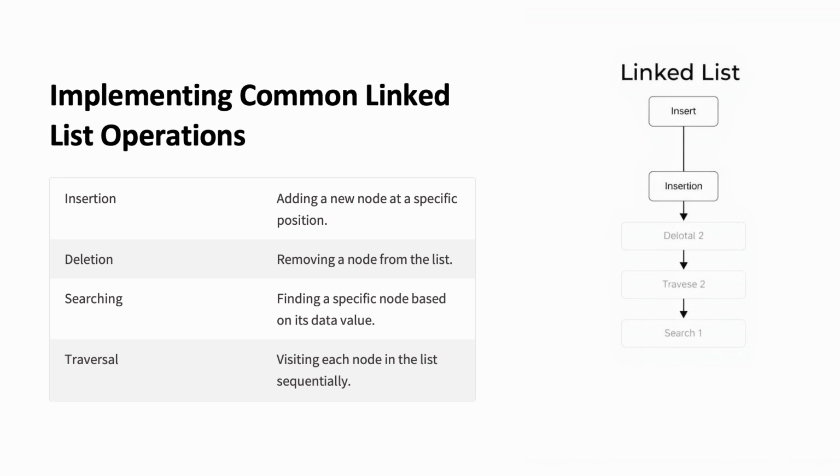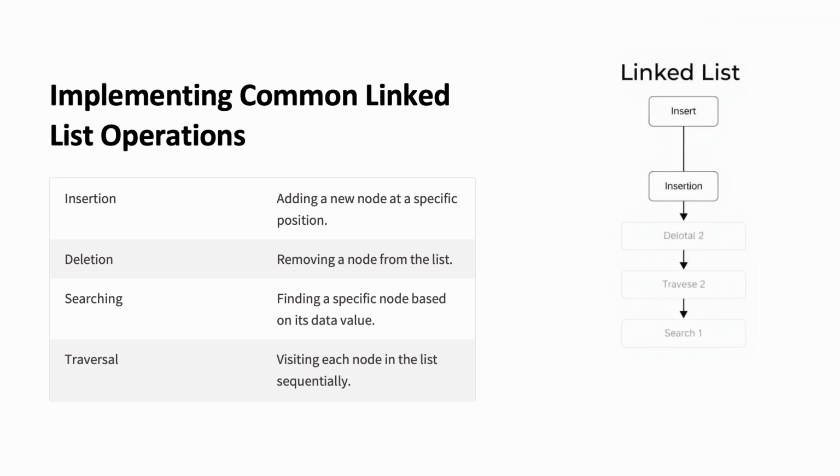Summary. Let's discuss the summary of manipulation operations, or common linked list operations. Insertion: add a node at the beginning or at a specific position. That is known as insertion. Deletion can be done in three ways: remove a node from the beginning or from a specific position.